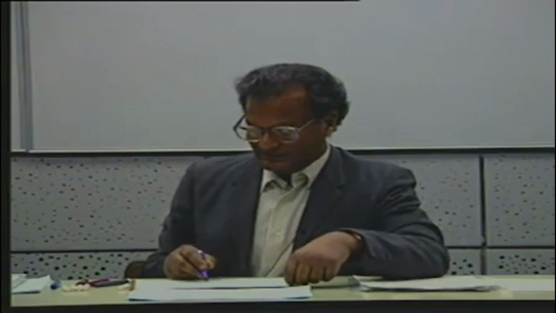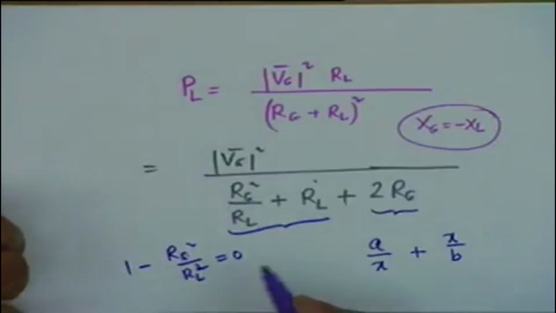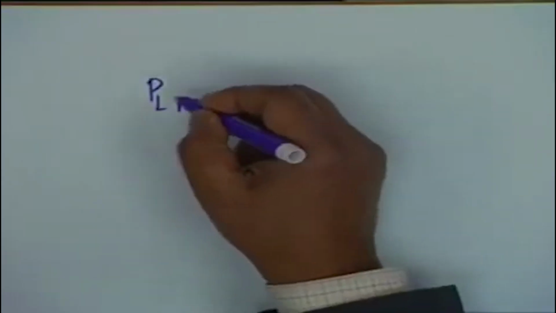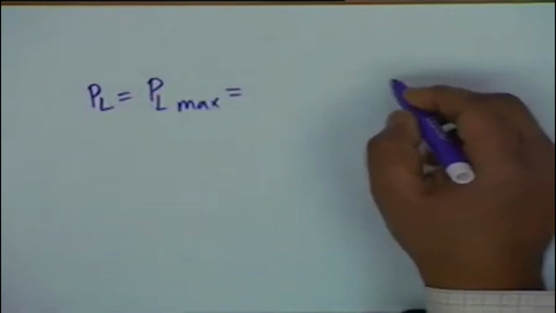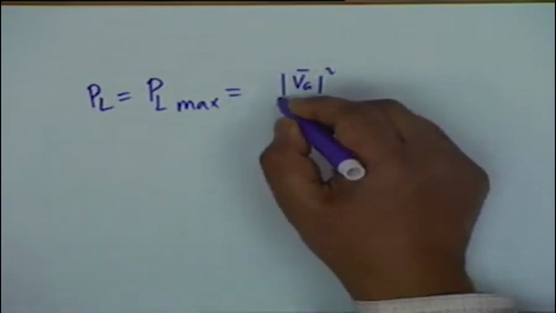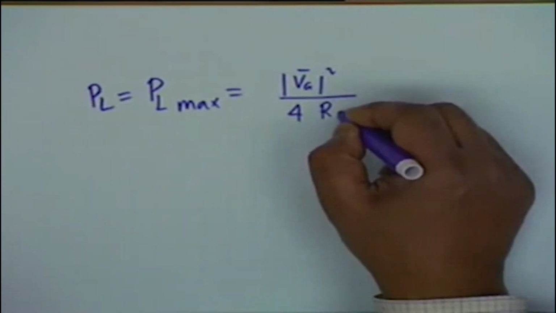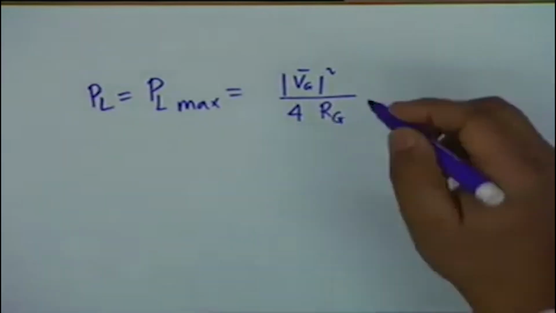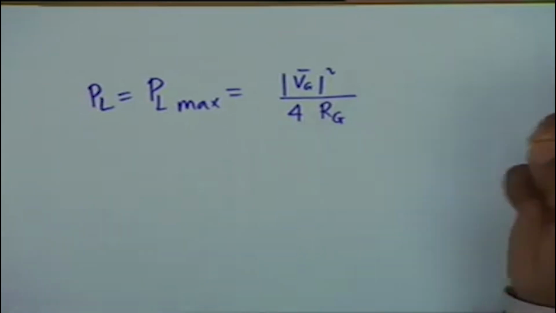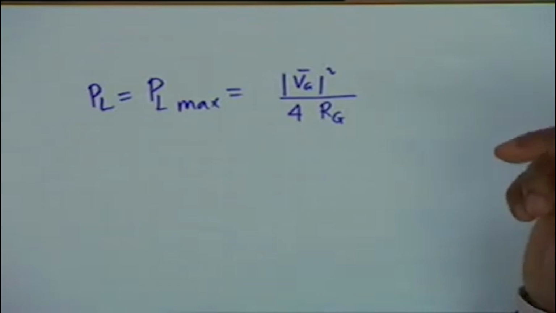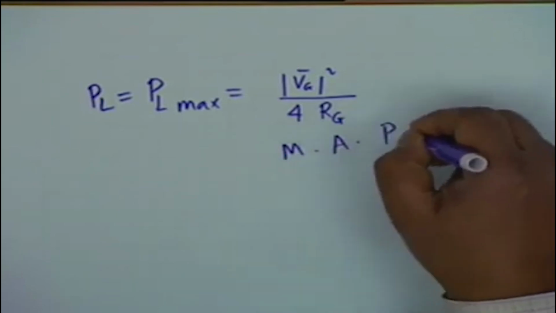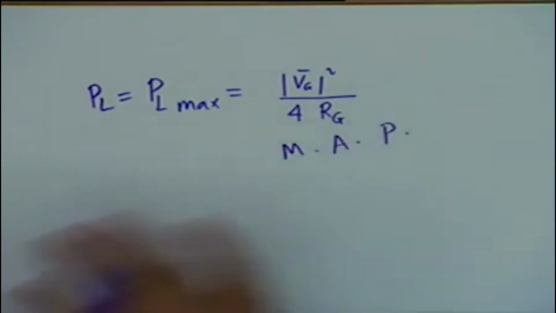And therefore this quantity is a minimum when Rg equals RL, and therefore the power is a maximum, and therefore we can write PL max equal to Vg squared. If you put Rg equal to RL, then you get Vg squared by 4 Rg. Why? Because Rg equals RL, so twice Rg whole squared is 4 Rg squared, and cancels with RL, so Vg squared by 4 Rg, and this is called the MAP, the maximum available power from the source. You cannot draw more than this.